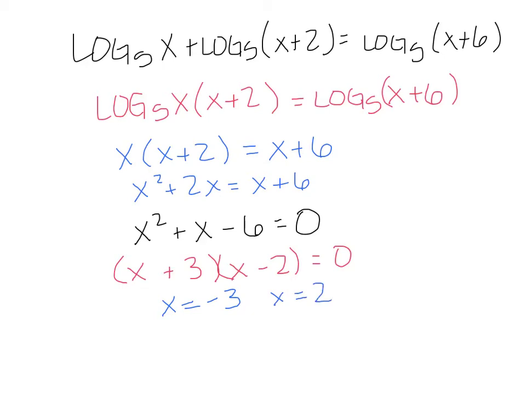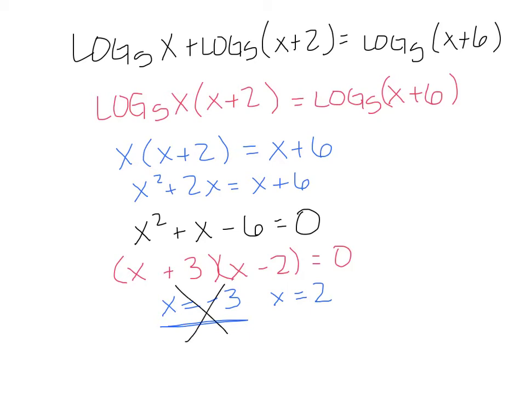Now remember, our argument needs to be positive, so we need to take all of these answers, look at all of the original logs, and see if we ever end up with a negative argument. I'm going to start with the negative 3. Log base 5 of x would be the log base 5 of negative 3. Oops, that's negative. So I automatically know that one's not going to work.